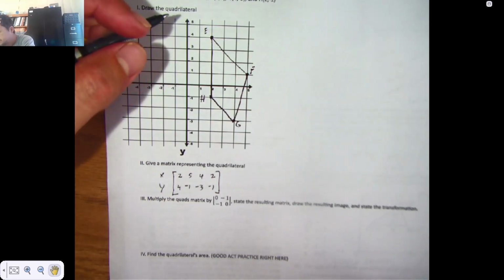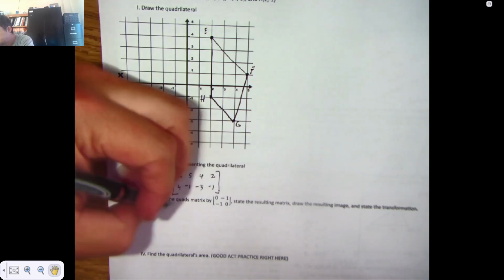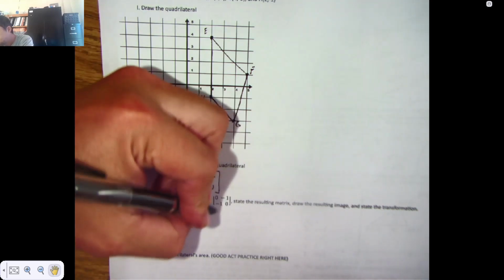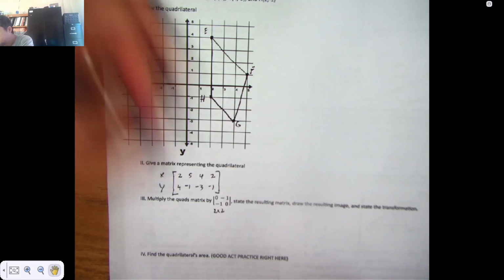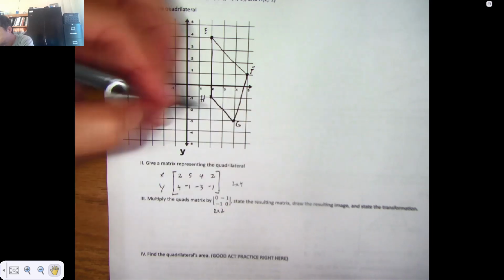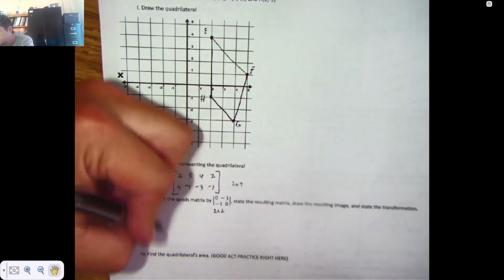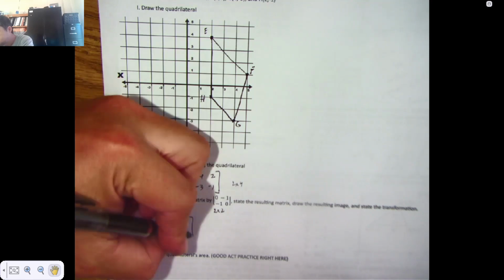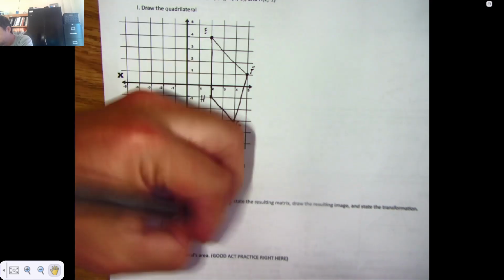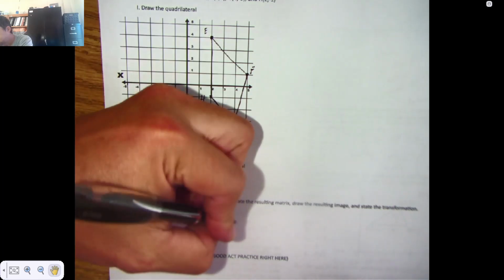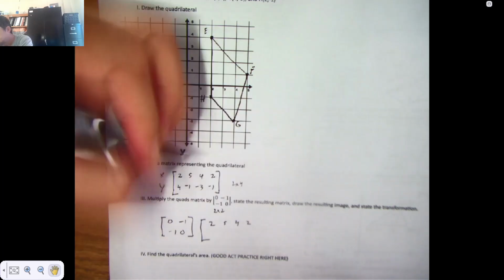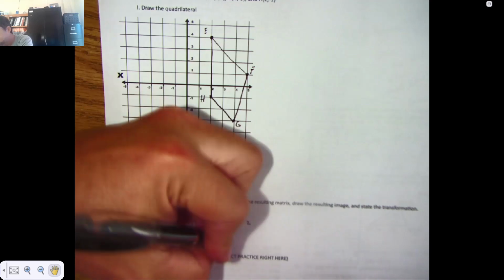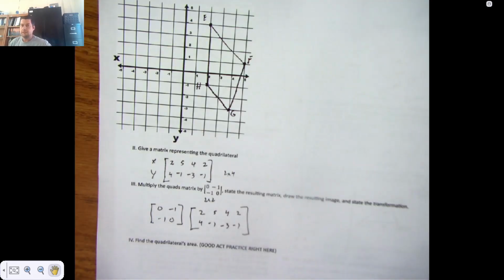Multiply the quadratic matrix by this thing, state the resulting matrix. Now this is a 2 by 2, and this is a 2 by 4. So this matrix is going to have to be first. You're going to do it like this: 0, negative 1, negative 1, 0, and then that guy. And I'm just going to put it in my calculator.